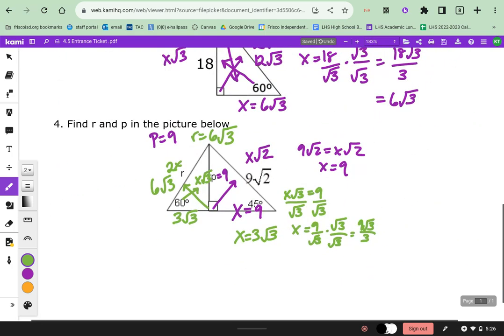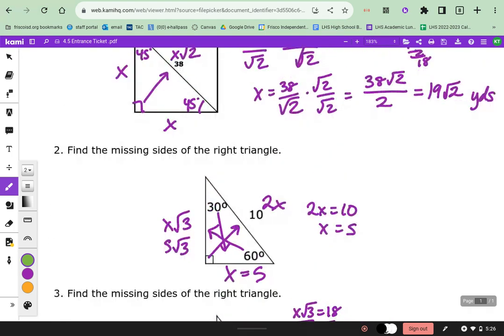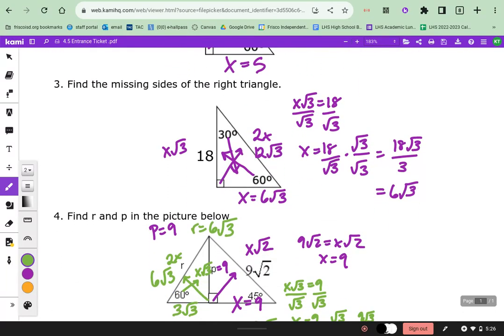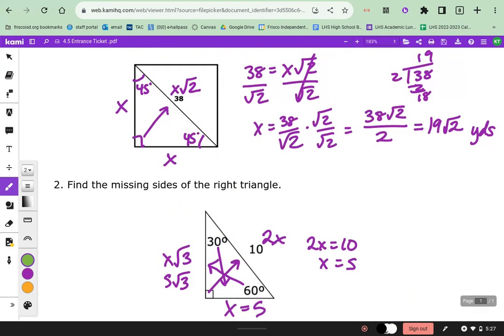Okay, so that is your entrance ticket. There are 4 questions. If you got all 4 correct and you feel confident, give yourself a 5. If you almost got all 4 correct, but maybe you made a little error that you are totally confident about now, give yourself a 4. If you missed 1, give yourself a 3. If you missed 2, give yourself a 2. And if you missed 3, go ahead and give yourself a 1.